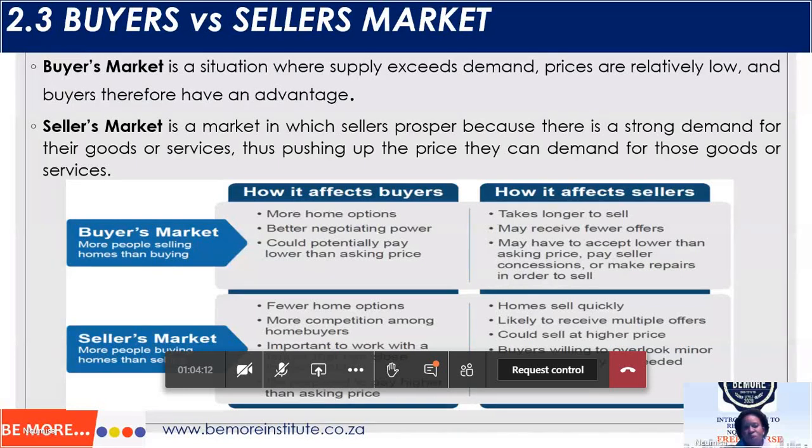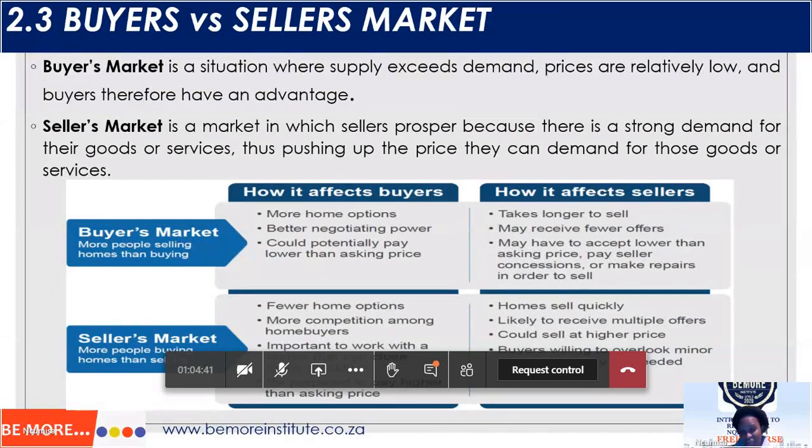Now we move on to what is a buyer's market versus a seller's market. A buyer's market is a situation where supply exceeds demand. Prices are relatively low, and buyers therefore have an advantage. We look at the diagram below. How does the buyer's market affect buyers? There are more options for buyers, more home options. There is better negotiating power. You could potentially pay lower than the asking price.